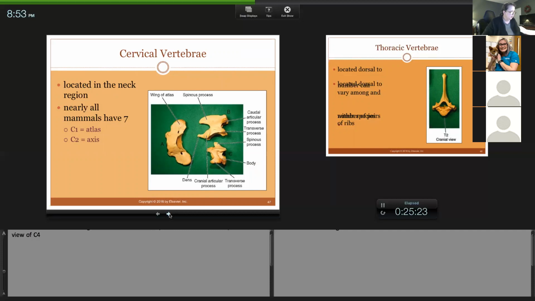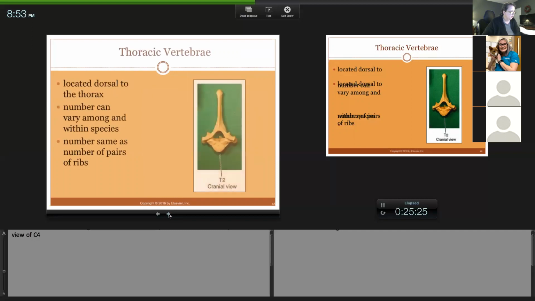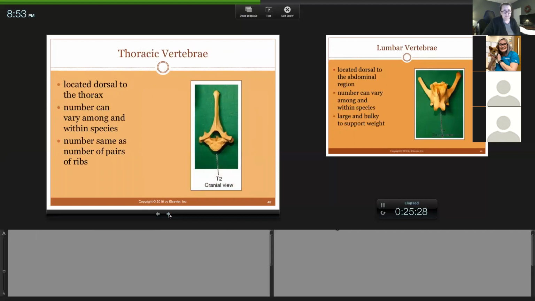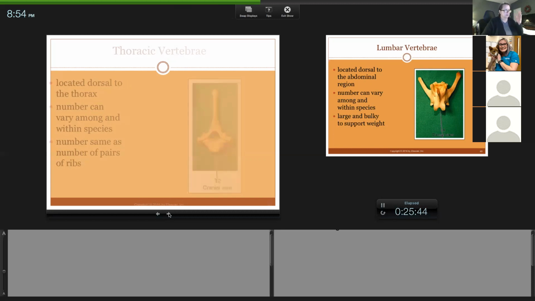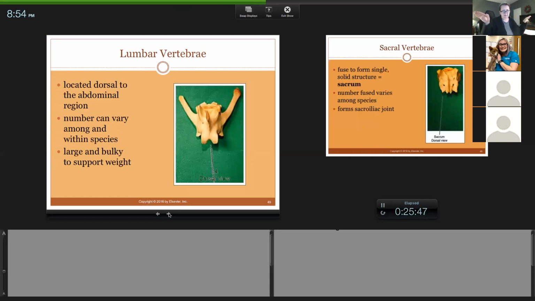Thoracic, this is where it got different. T13 in the dog, the horse has 18. So actually much more thoracic vertebrae in a horse, but they have a prominent dorsal spinous process. The lumbar are the ones that have the wide transverse processes to support the abdomen. And this is weird because the dog has 1 more than the horse. The dog has 7 and the horse has 6.